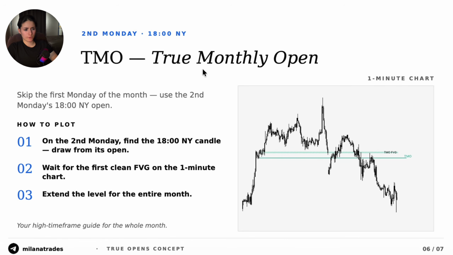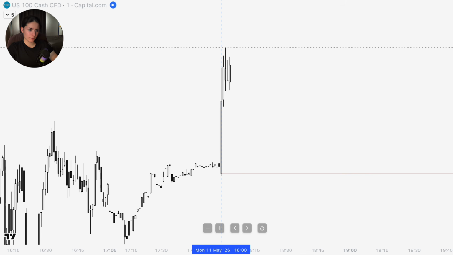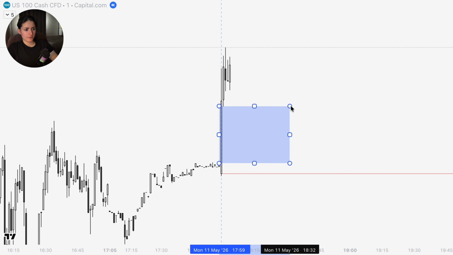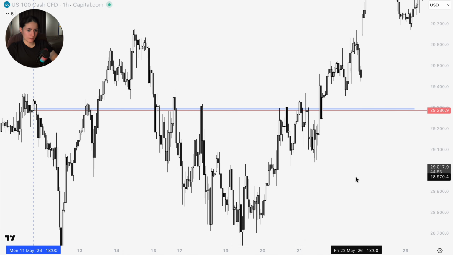Next, we have true monthly open. Here is a very important rule for this level. We don't just take the very first day of the month. Instead, when a new month starts, we completely skip the first Monday. We wait for the second Monday of the new month, and we find the 6 p.m. New York time candle. We draw our line from its opening price. Just like before, right after this open, we look for the first FVG that forms on the 1 minute time frame. We extend this zone and we use this level as our guide for the entire month.